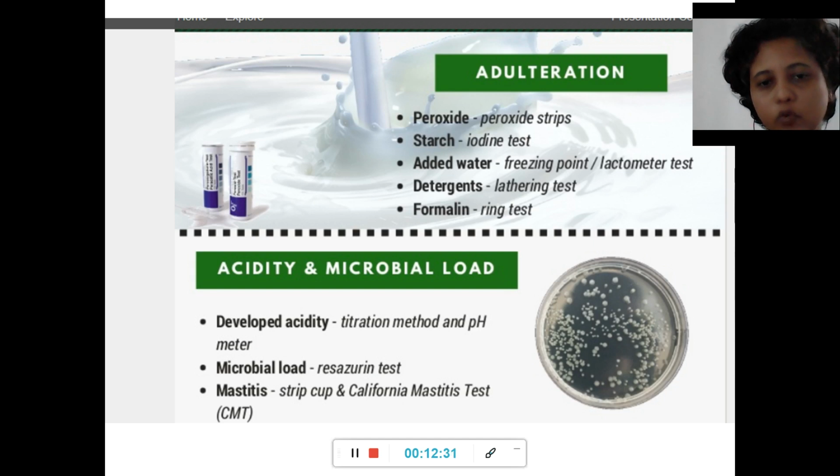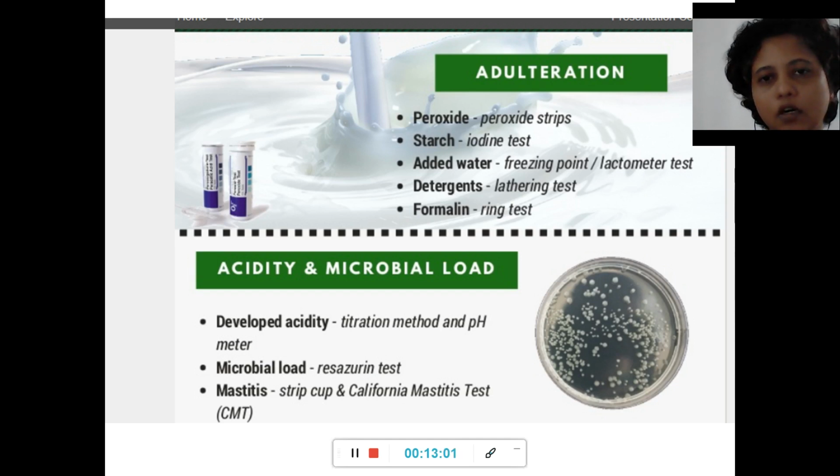Now another thing that we look at is the acidity of the milk, which we normally check by the titration method and using the pH meter. Then you check the microbial load of the milk. Then you check whether the cow is having mastitis. Mastitis is just the inflammation of the mammary gland of the cow. So these are all some common tests which we do.